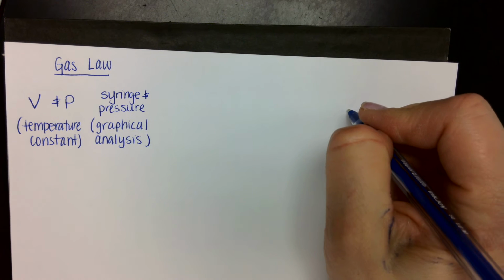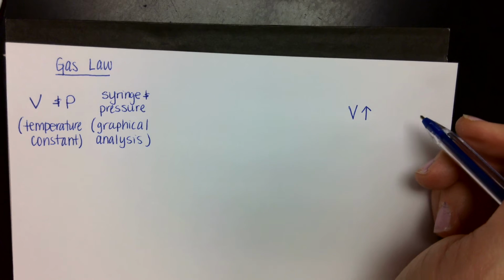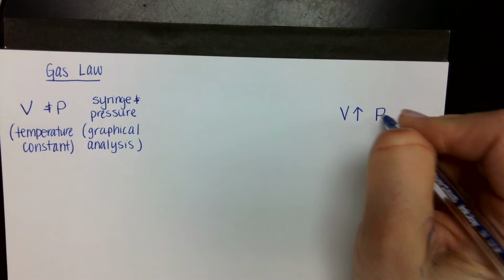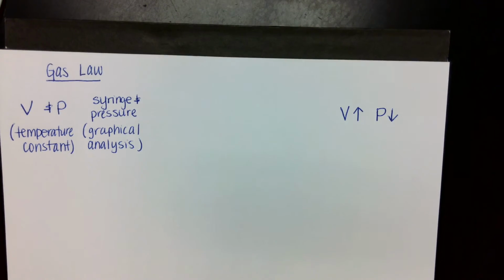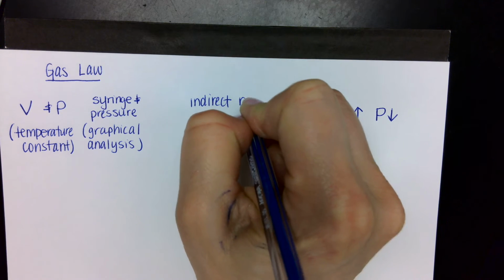So I'm going to write down over here what we actually did. As the volume went up, what we noticed on the graphical analysis data table is that the pressure went down. This relationship is called an indirect relationship.